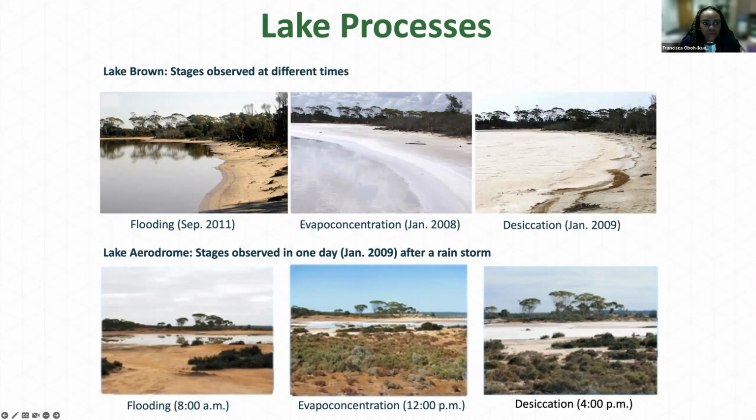So here's Lake Brown during 3 different field seasons. This was flooding in September 2011. This was evapoconcentration, January 2008. This was desiccation, January 2009. This was when we went back to drill. It was totally dry, same lake. You have all the eucalyptus trees around, but this was the most profound we found in January 2009 during our drilling. It rained early in the morning.